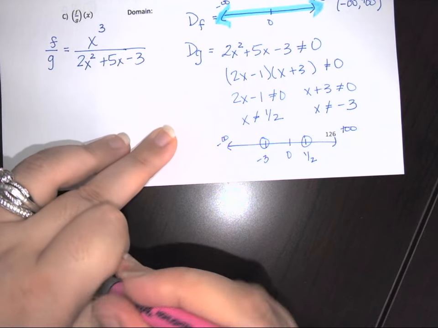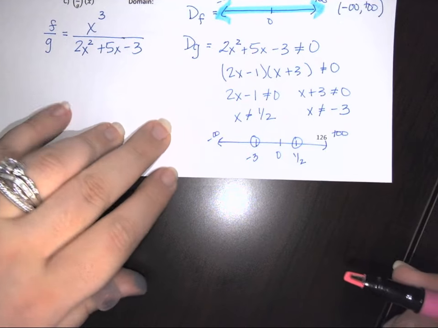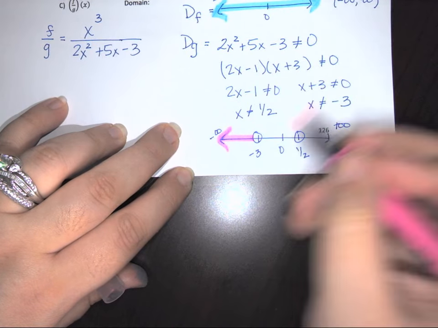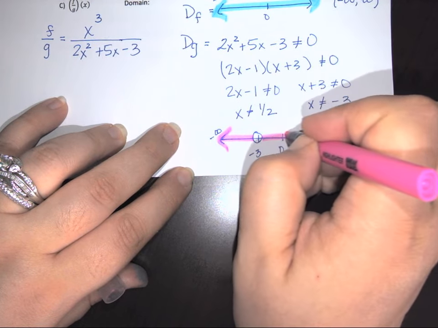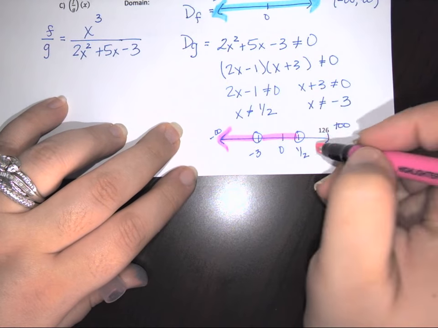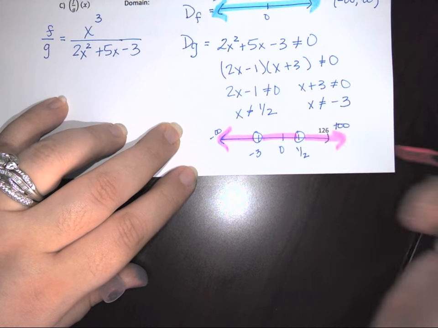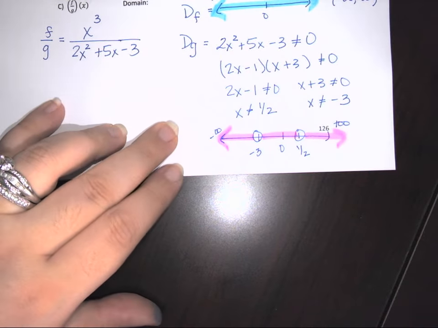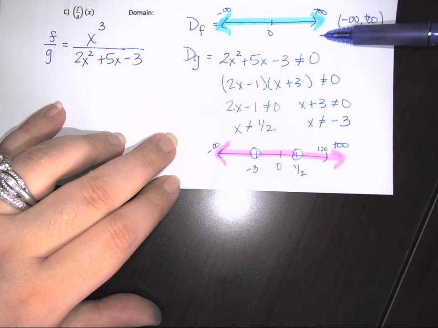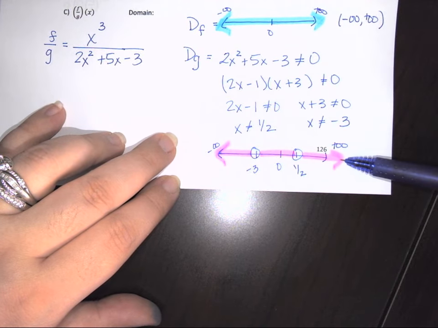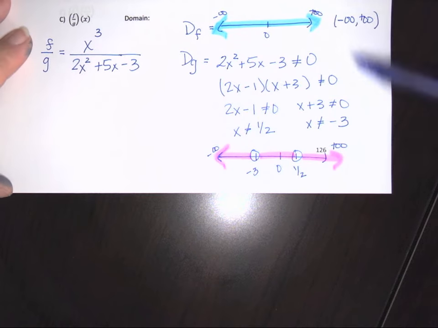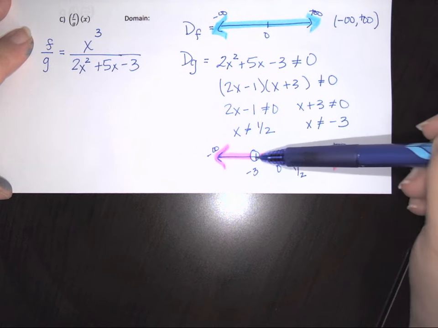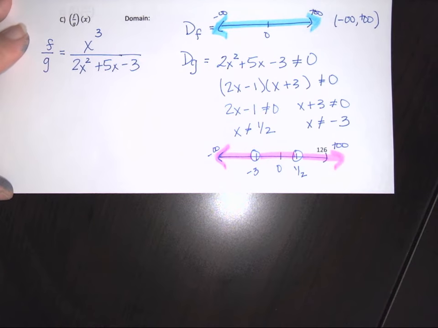So if I'm looking at what's actually going on here, all of the values in this direction work except at negative 3. All of the values in the middle work. And then all the values going this direction beyond 1 half work. Okay? So if I want to look at the domain of f and the domain of g, my overall domain is going to be where these overlap. Well, these are going to overlap everywhere except at my 2 error places.